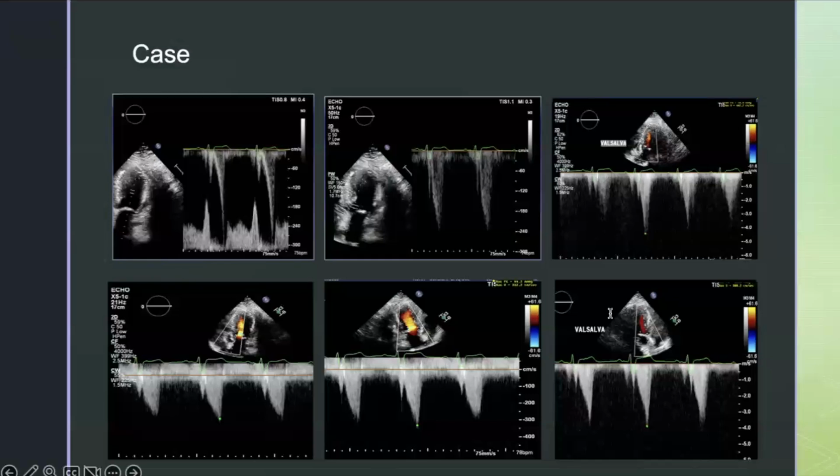And then the question is, is this obstruction or is it just what we call cavitary obliteration? That's a term I'm going to describe in this talk, and we'll come back to the case at the end.